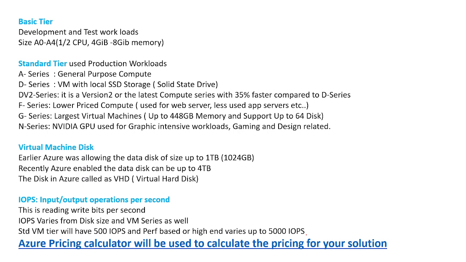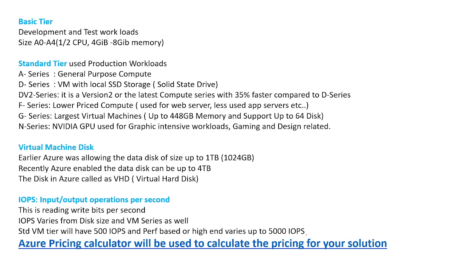All the DV2 series are the latest compute series. Compared to the other computers, this will be 35% faster than the D series. Means if the D series virtual machine does 100 calculations, DV2 will do 135 calculations per second. So the performance will be 35% better than the actual D series. And then the F series. F series means a low price compute for the web, the cost is very cheap. So they are used for web servers and less-used application servers like that.